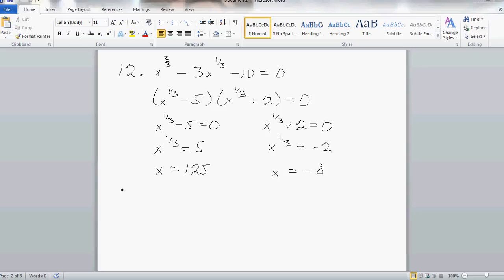13 through 16 deal with absolute value. And when you deal with absolute value, as soon as you get the absolute value on one side and whatever on the other side, then you immediately split them up into two different equations and solve each one individually.